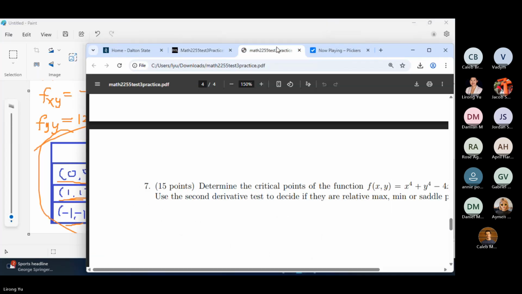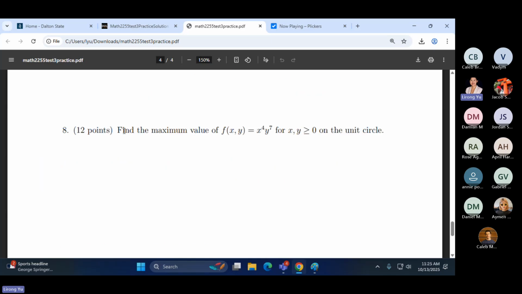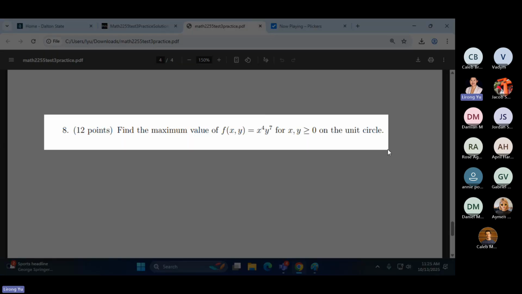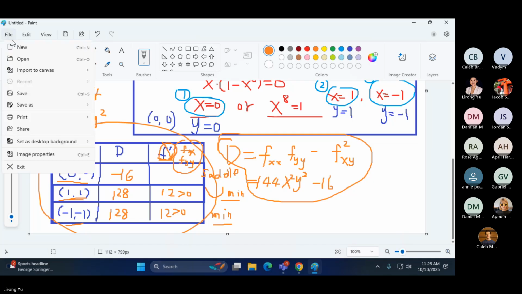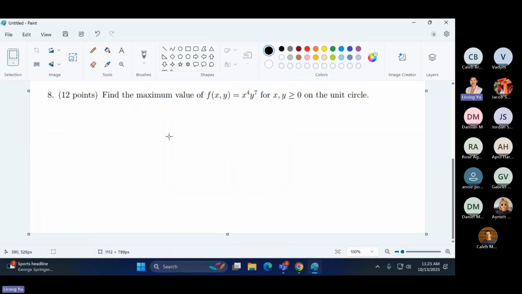So those are the questions. Number 8, if we look at the question by itself, it's this. Find the maximum value of x to the 4 times y to the 7 on the unit circle. I think it's one of the homework questions. Okay. So this, you can do it with the Lagrange multiplier method because the unit circle can be represented by an equation. The unit circle is a circle of radius 1. So it's x squared plus y squared equal to 1.